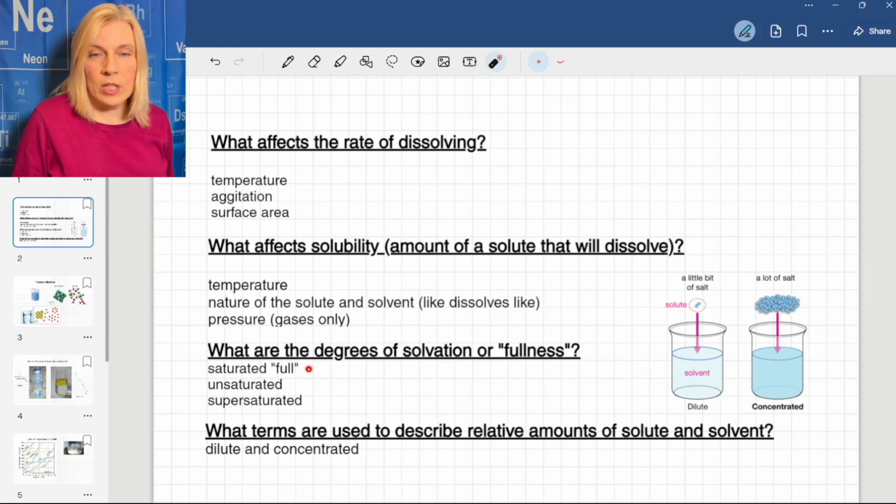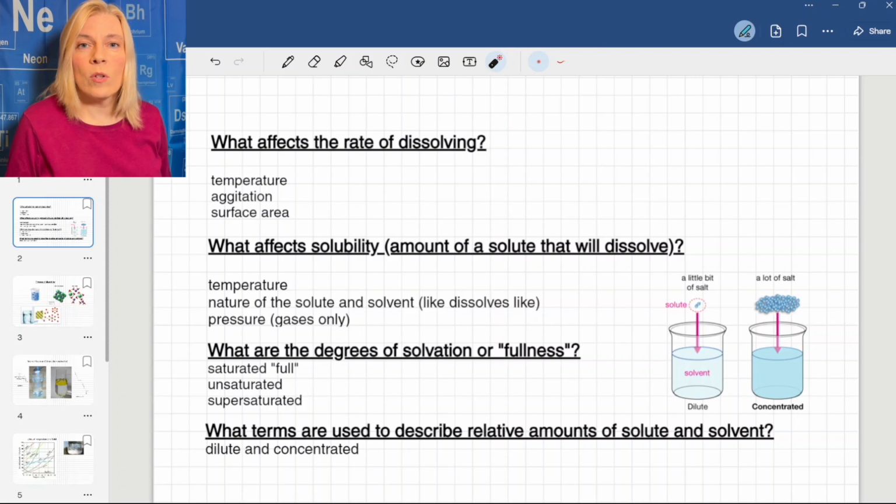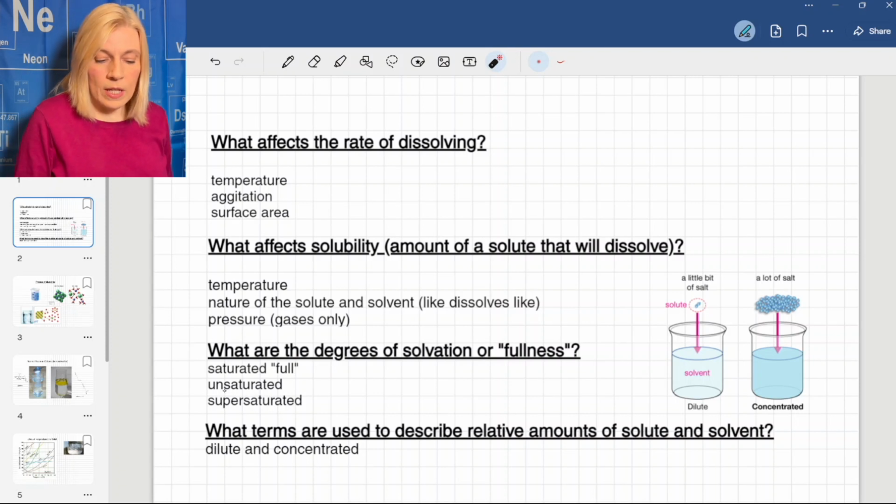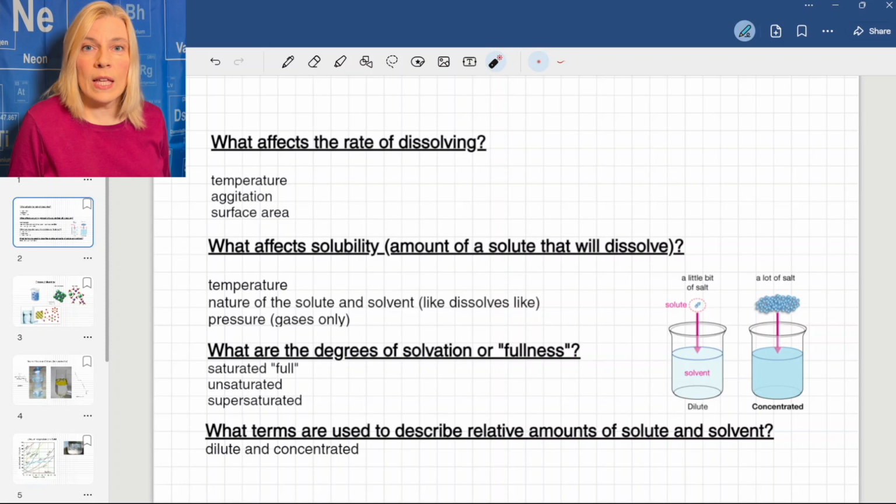We can say the solution is saturated. That is, it's full. Full of what? Full of the amount it can hold. You can say it's unsaturated. That means you can add more solute into it. Or supersaturated. It means it holds way more than it should.